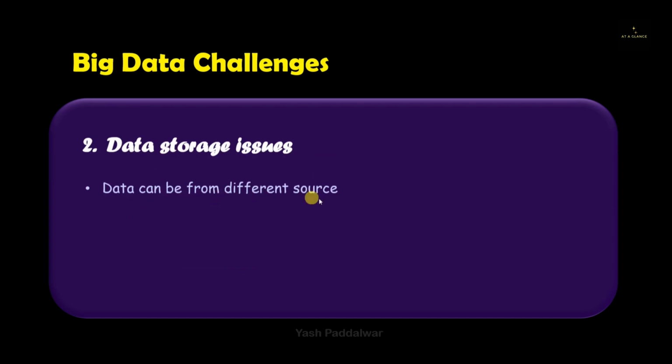Next big data challenge is data storage issues. So, data can be from different sources. Even if it is a social media data, then it can be from different platforms such as Facebook, Instagram, Twitter, etc. Now, with these different sources, the data can be in different formats also. We already have discussed these formats in the previous videos.